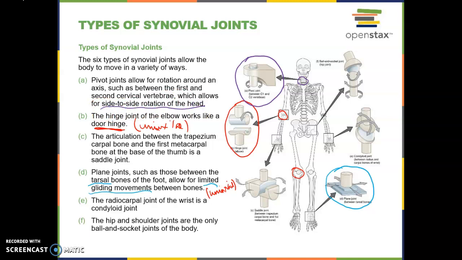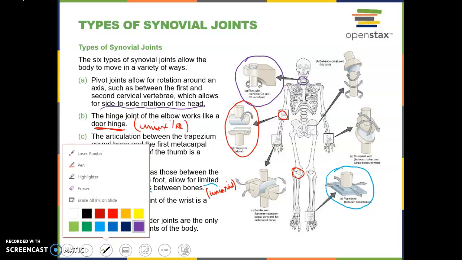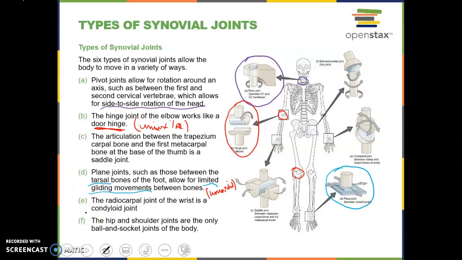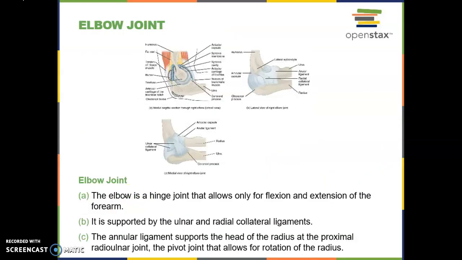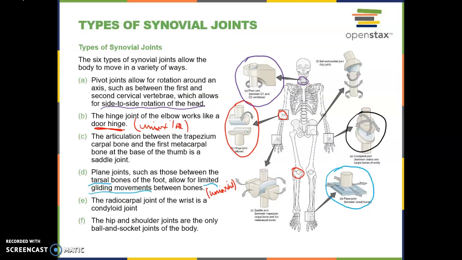The fourth one is condylar. So let me change color again. The fourth one is condylar, and which is present here. That's condylar. And classic example are your knuckles. Radiocarpal joints. These are your knuckles.